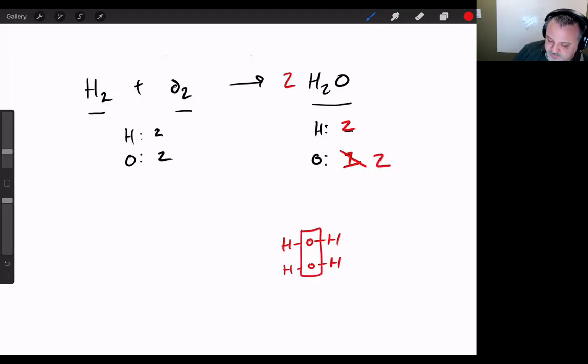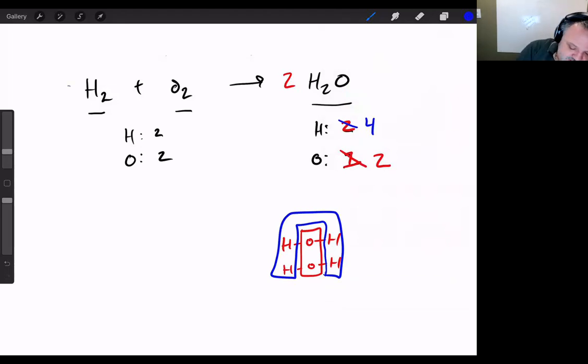Now I have 2 oxygens. I also have to recount the number of hydrogens. I don't have 2 anymore. Now I have 4. So before, the hydrogens were balanced, but now they're out of balance. And so in order to balance the hydrogens, I have to come back over here and use a stoichiometric coefficient of 2. This is what we're doing.